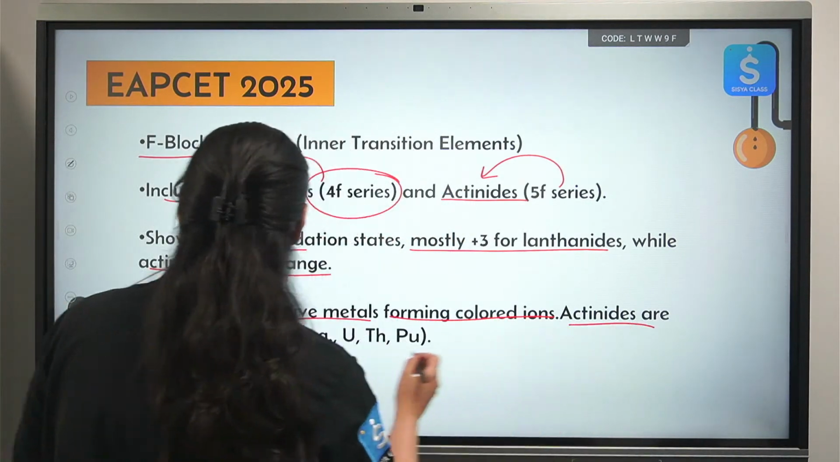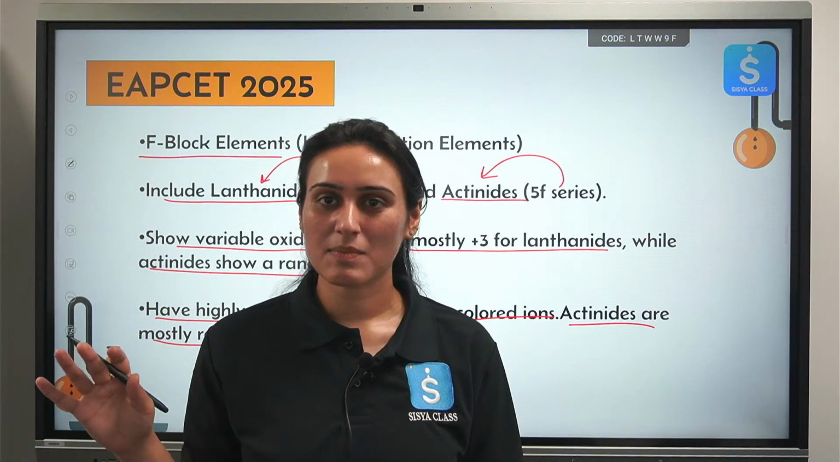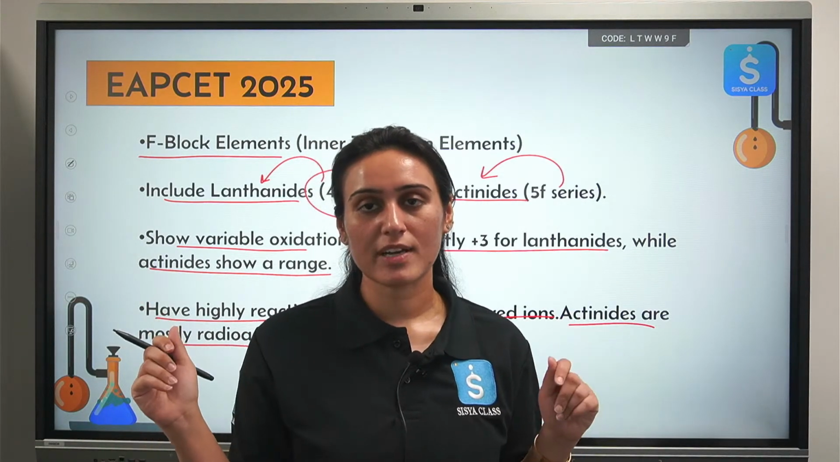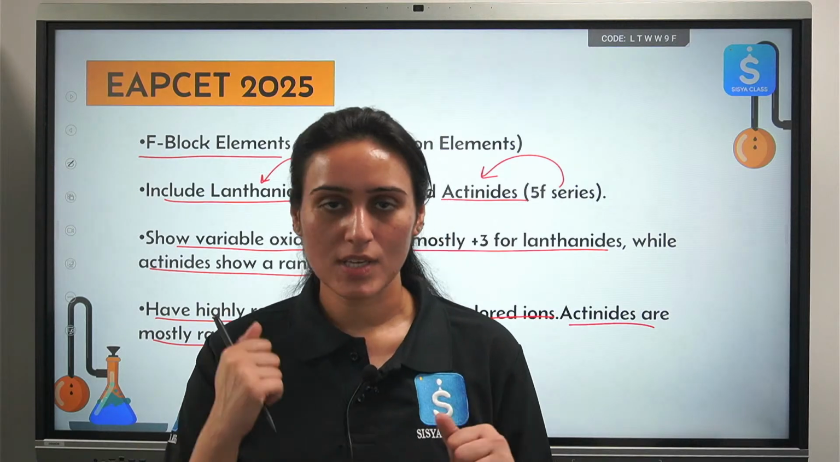Actinides are mostly radioactive, so you don't have to worry about radioactive elements. Not a lot of questions are asked from there. But you should know that your F block elements are divided into 2 series. We have actinides and we have lanthanides.